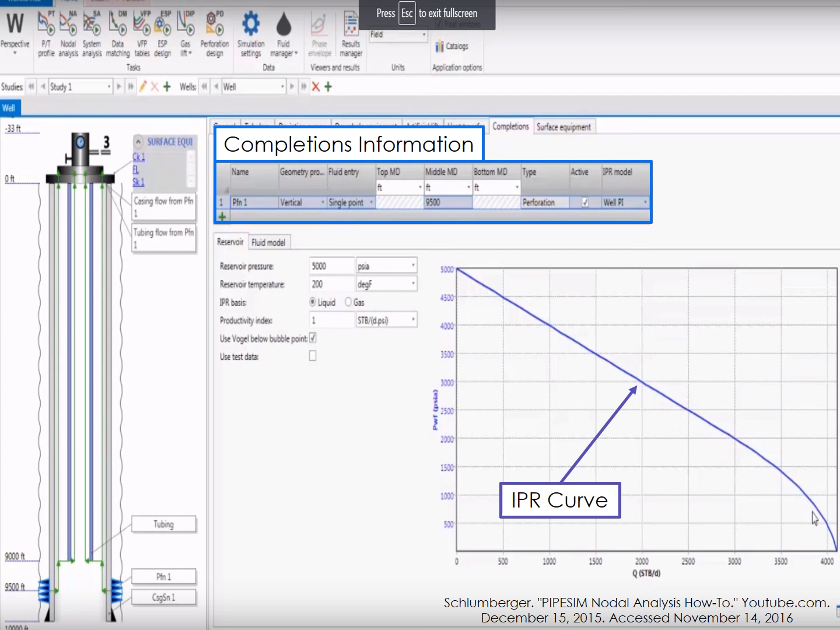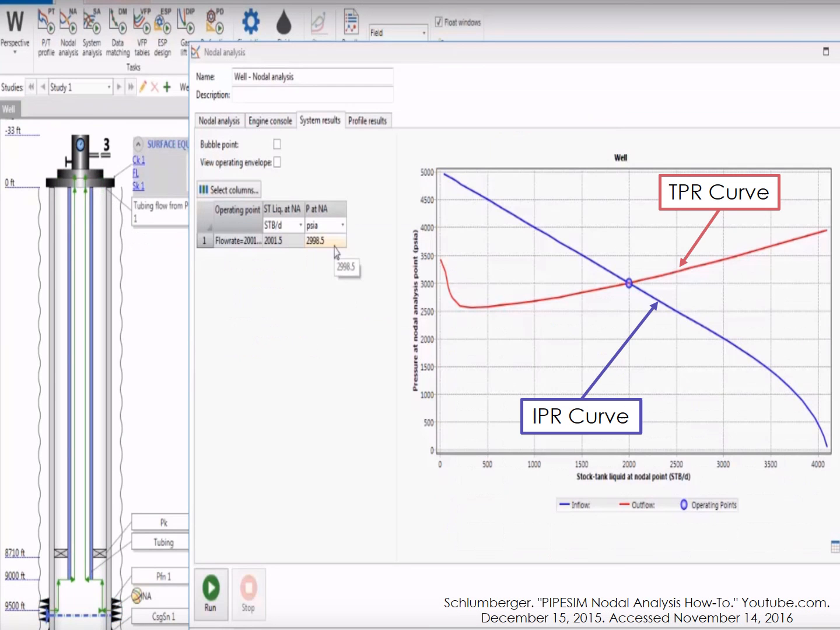The last step in generating the IPR curve is inputting any completions information for the well. For our data set, which is comprised completely of horizontal wells, we must ensure precision in this step. Generating the TPR curve is done with wellbore configurations and the flow rates provided previously. We will analyze this curve where it crosses the IPR curve, as this says a lot about the production of the well.